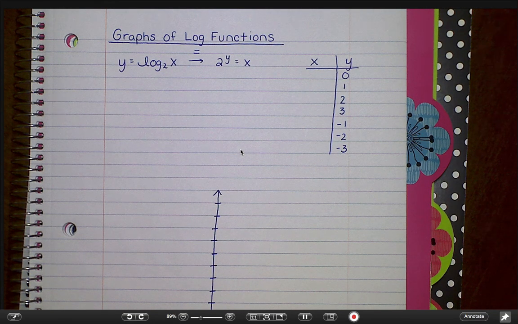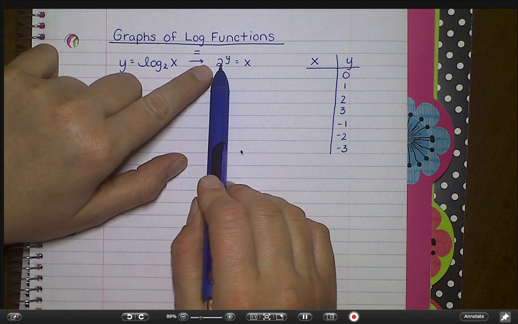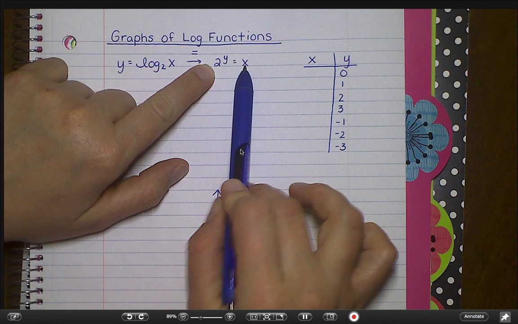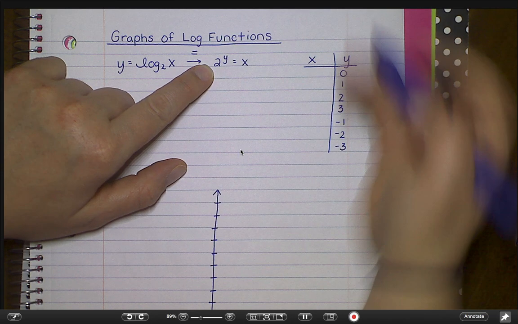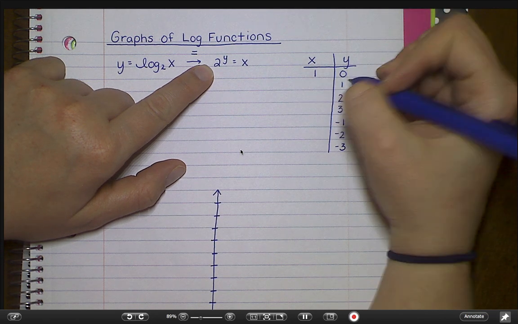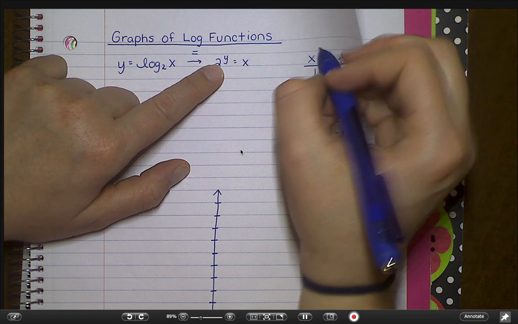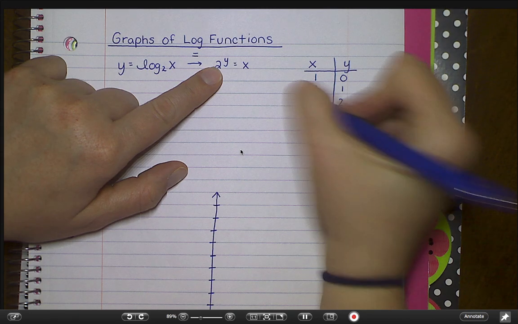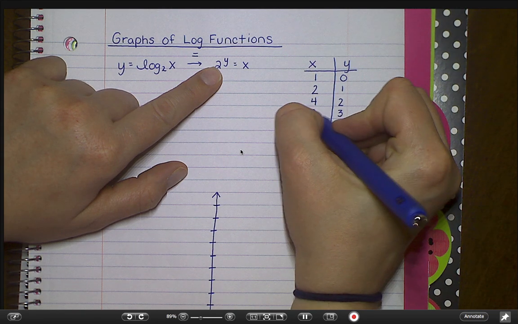Okay? So what I'm doing is 2 to the power of this y number, and that's giving me my x value. So 2 to the power of 0 gives me 1. 2 to the power of 1 gives me 2. 2 to the power of 2 is 4. 2 to the power of 3 is 8.